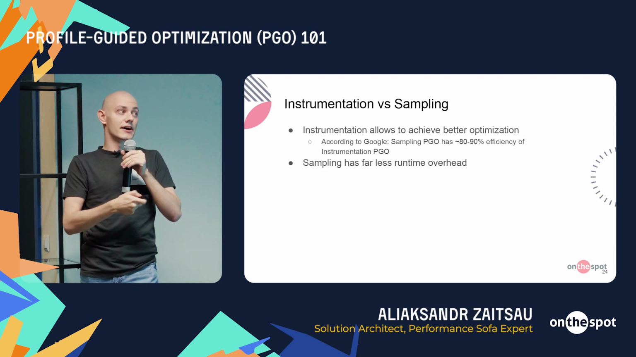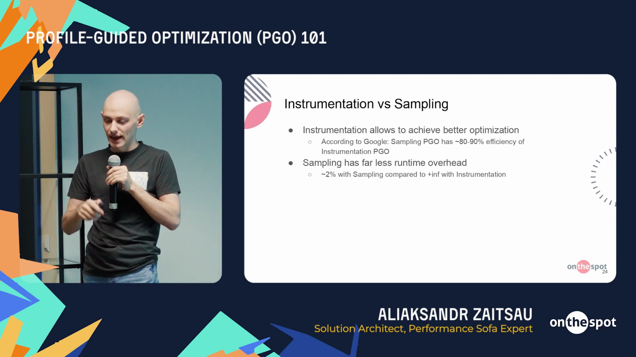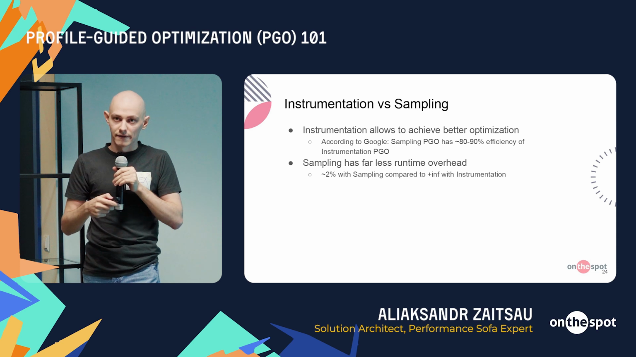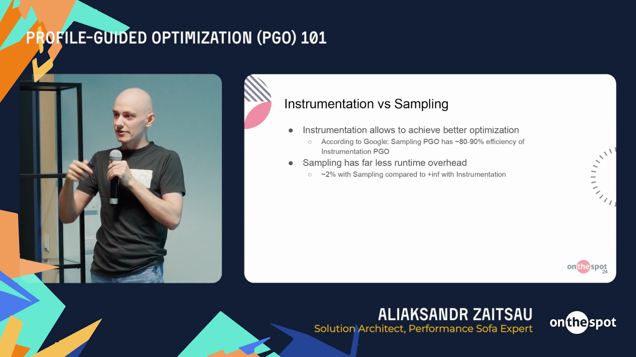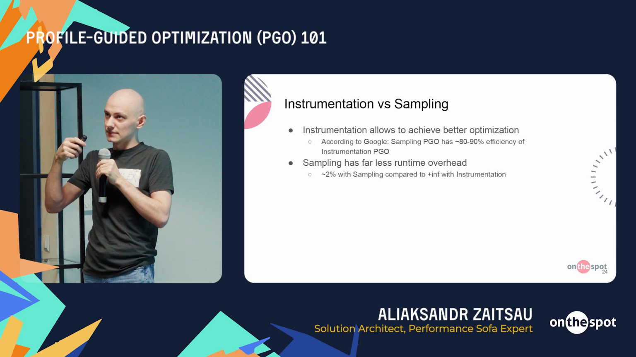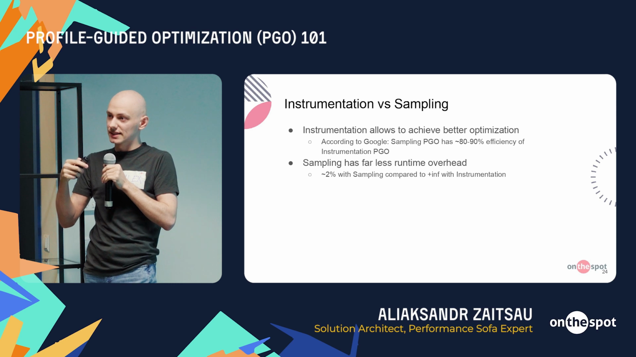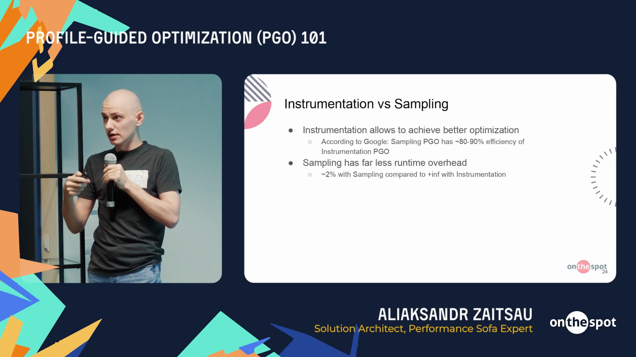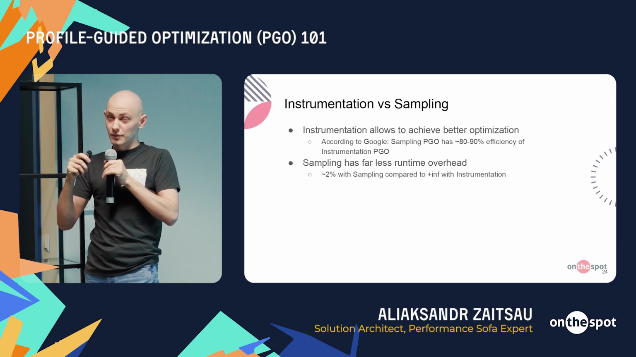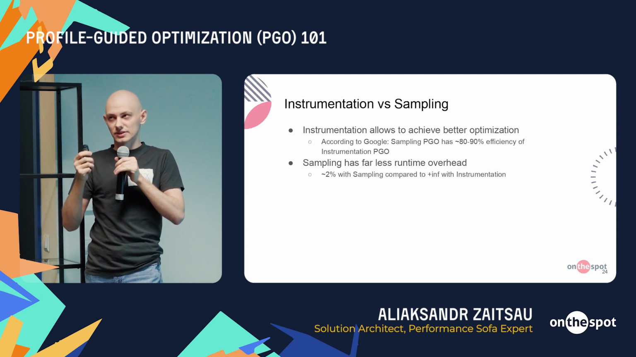Sampling has far less runtime overhead, up to 2%, and actually this 2% can be tweaked. For example, if you want less overhead, you sample your application with less frequency. If you want more precise PGO profiles, you increase the frequency, and overhead. It's tweakable. In instrumentation mode, you cannot influence it. Actually, you can, but it's not enough in the real world.